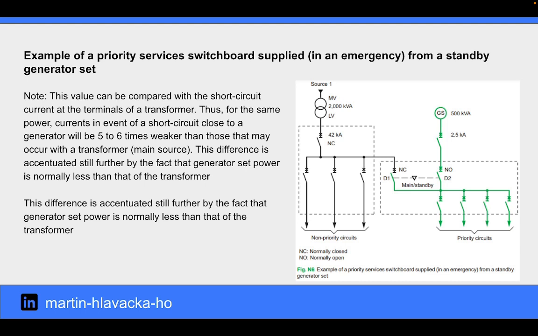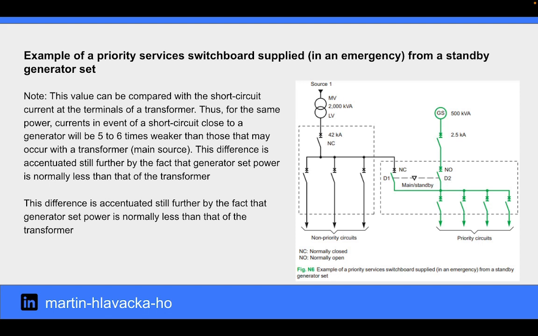This value can be compared with the short circuit current at the terminals of a transformer. Thus, for the same power, currents in the event of a short circuit close to a generator will be 5 to 6 times weaker than those that may occur with a transformer. This difference is accentuated still further by the fact that generator set power is normally less than that of the transformer. On the diagram, there is an example of priority services switchboard supplied from a standby generator set.